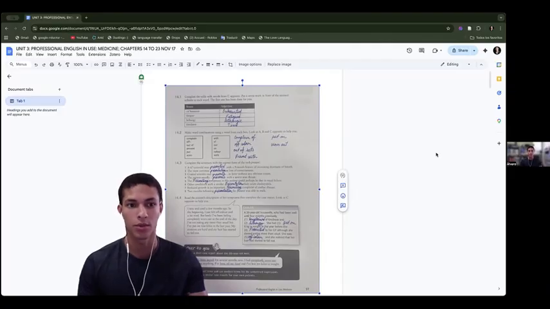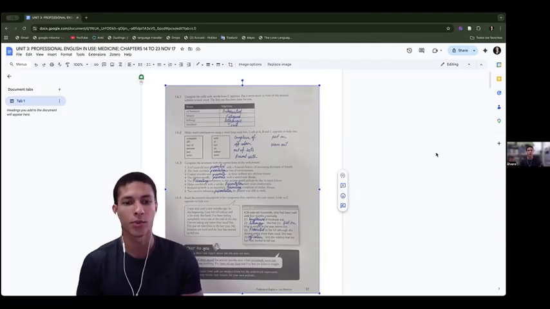Professional English in Use, Unit 3. Today we're going to be talking about chapters 14, 15, 16 until 23. The first one, 14, the exercises. 14.1, complete the table with words from C opposite. Put a stress mark in front of the stressed syllable in each word. The first one has been done for you.